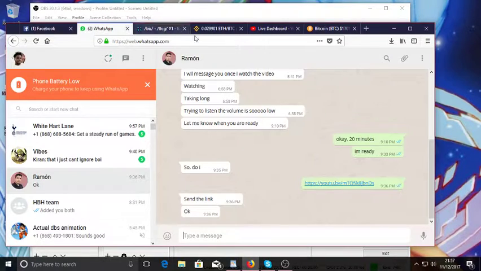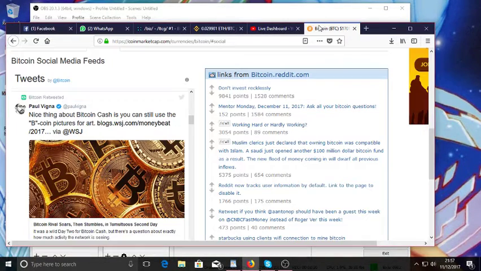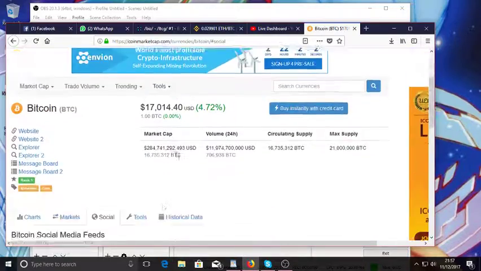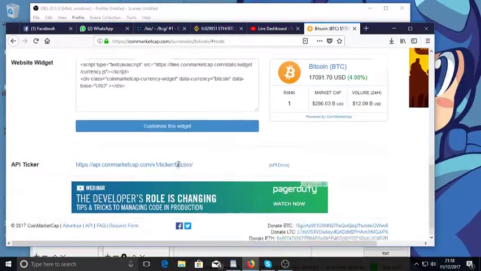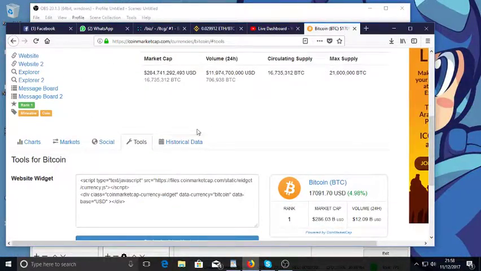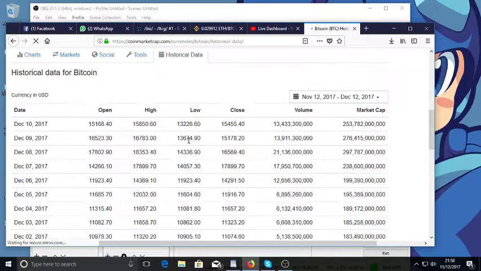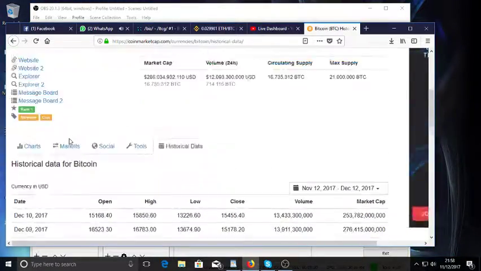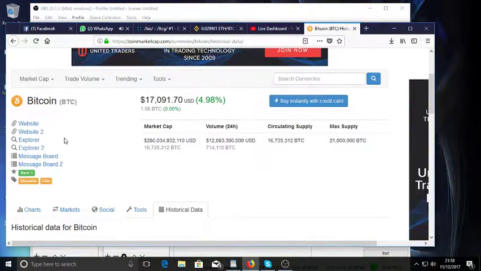Okay, let's see. What else is there? Tools. These are just APIs, historical data. Yeah, this is the prices on different days, going all the way back.